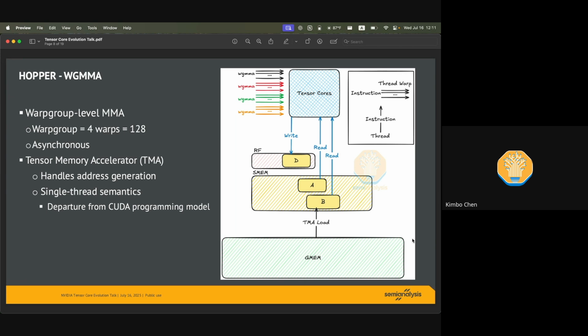By having more threads, you could use more registers, basically. Another critical feature about WGMMA is that it is asynchronous. Again, asynchronous would come up again and again, and we would talk about it later.